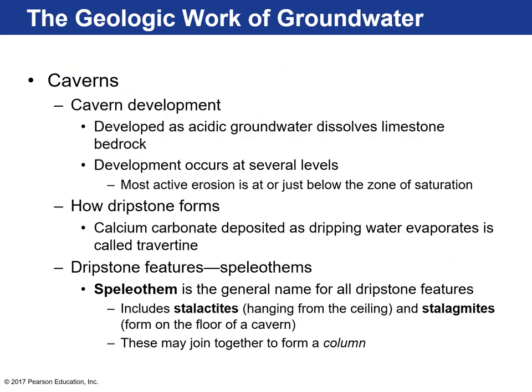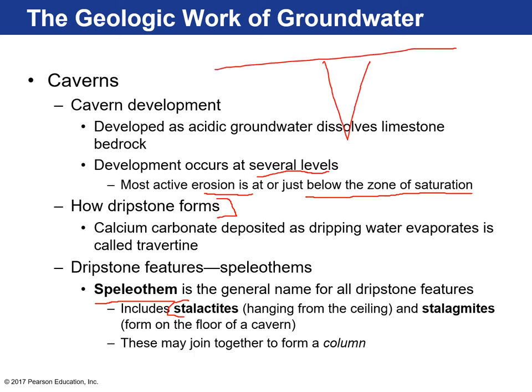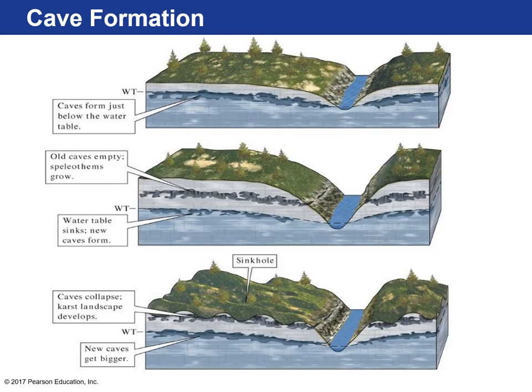Great weather. Okay, so how do caves develop over time? Well, essentially, they'll develop in numerous levels. And the most active area of erosion is just below the zone of saturation. Above that area in the vadose zone, dripstones form. Speleothems are the name given to these features. All right, and that includes stalactites. Stalactites hang from the ceiling. So let's say this is a ceiling. This would be a stalactite. And if this is the ground, this would be a stalagmite. And if they meet together, we would call that a column. Let me just show you because my drawings are horrendous.